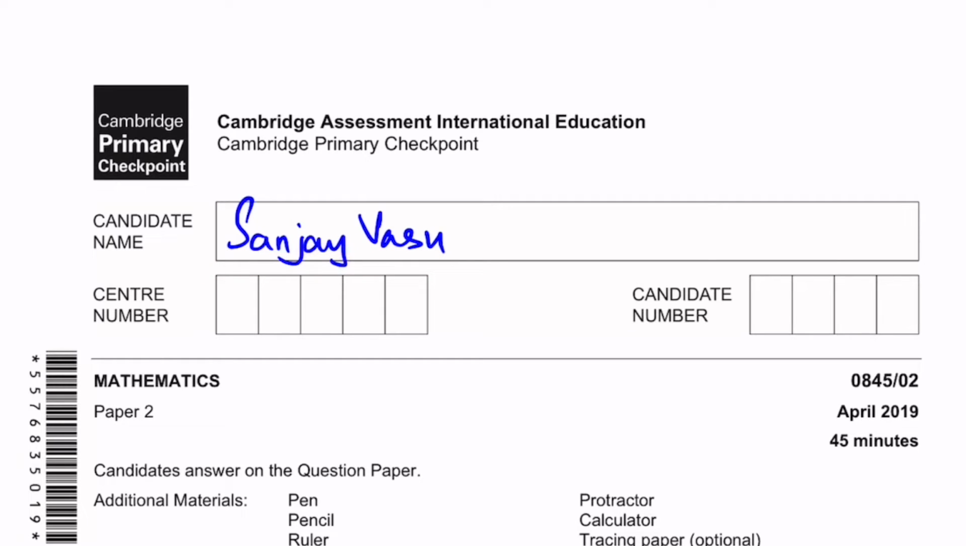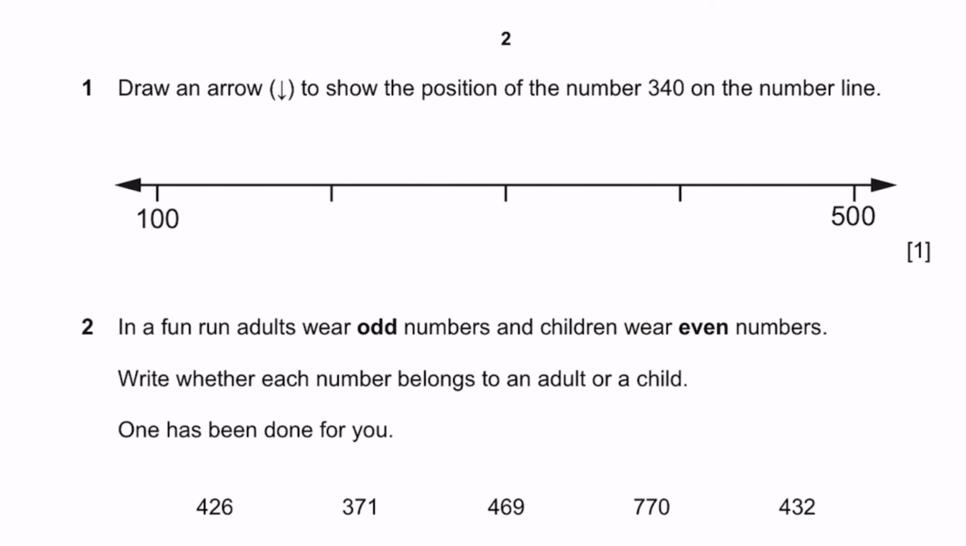This time I'm doing it on Cambridge Primary Checkpoint for Mathematics Paper 2, April 2019. Calculators allowed. Let's start. Question 1. Draw an arrow to show the position of the number 340 on the number line.